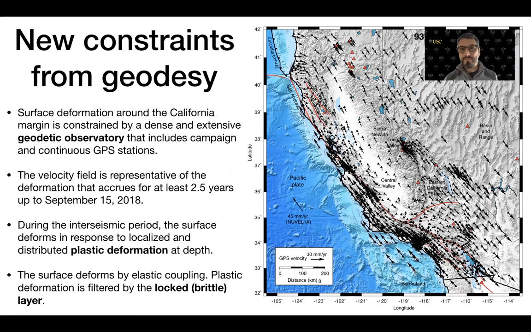To do so, we take advantage of the Plate Boundary Observatory, which is an extensive geodetic network that includes close to 1,000 continuous GPS stations. And these have recorded at least 2.5 years of nominally interseismic deformation up to September 2018.